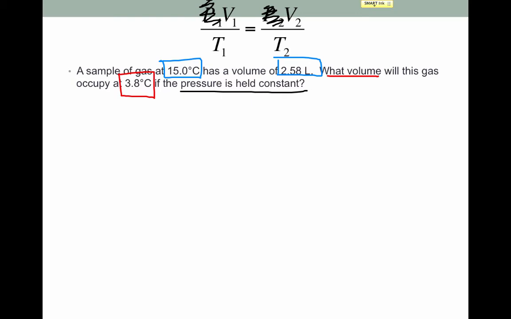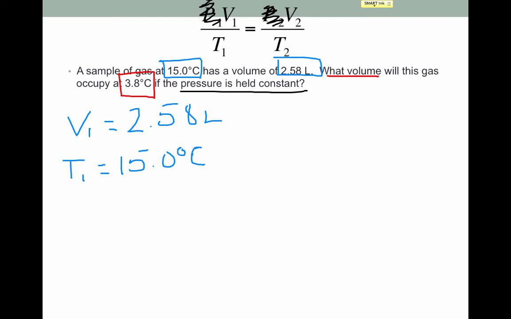So let's start by determining what our variables are. On the right-hand side, we want to determine V1 and T1. Both of these are given to us in the problem. V1, or the initial volume, is 2.58 liters, and T1, or the initial temperature, is 15.0 degrees Celsius. But recall, we need to convert this to Kelvin by adding 273, giving us a T1 of 288.0 Kelvin.